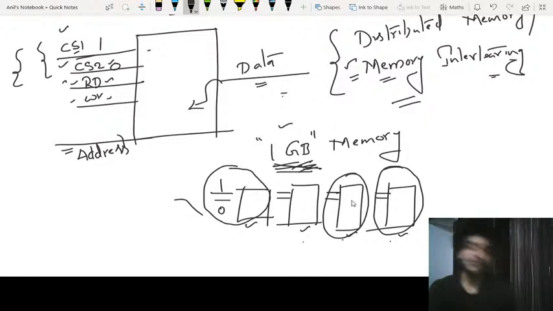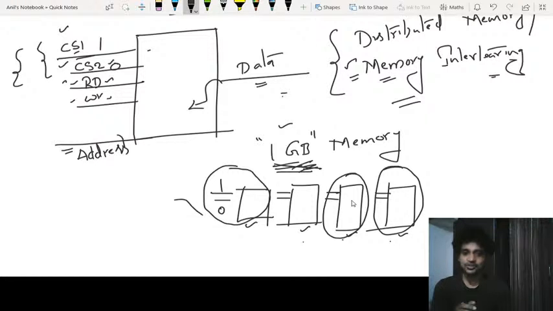Once again, whenever the CPU wants to communicate with one of those chips, it uses CS1 and CS2. CS1 and CS2 are called chip selector 1 and chip selector 2. Because there are 4 memory chips, the CPU has to select only one chip, either for reading or for writing. Only one chip can be communicated with at a time.